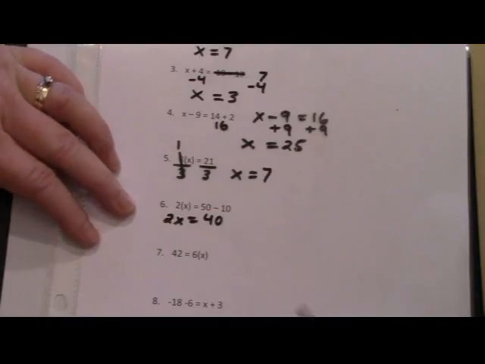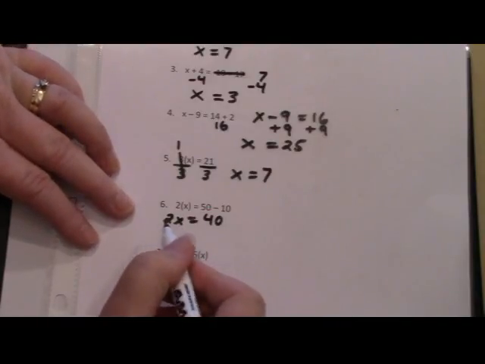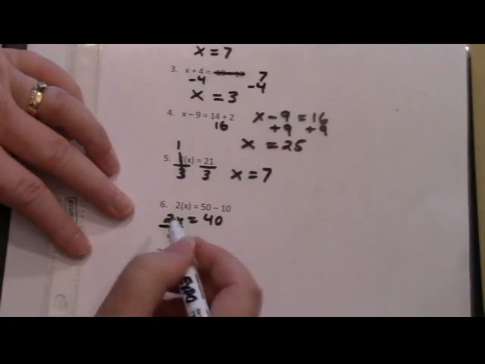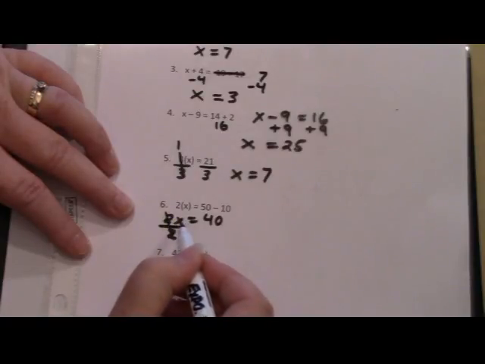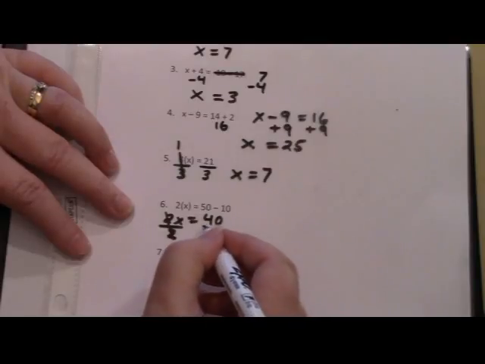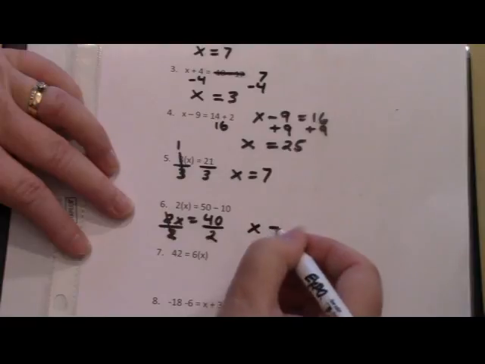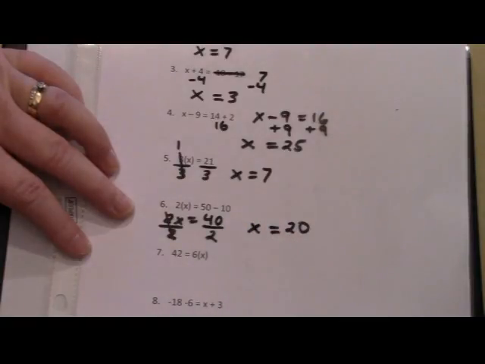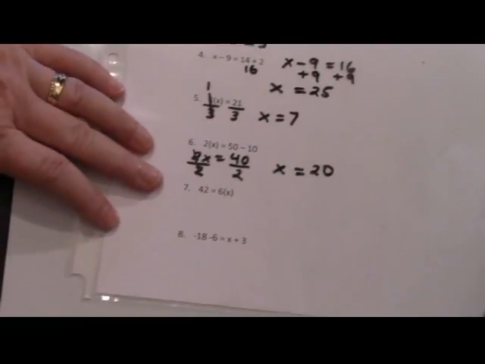Well, what am I going to do to unstick these? They are being multiplied, so I'm going to divide by 2. Those cancel, and I'm left with x all by itself. Golden rule means I have to divide this by 2 also. Therefore, we end up with x equaling 40 divided by 2, which is 20. Number 7.